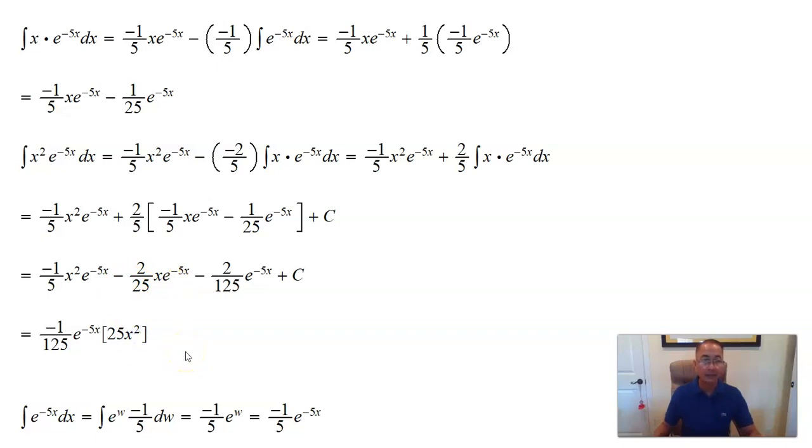Took out a 125. So out of the 25, I owe 5. So 5 times 2 will be 10x. Check. Negative 10 over 125 is the same as minus 2 over 25. Finally, we have minus 2 over 125. We took out the minus 1 over 125, so we are left with plus 2. There you go. So that should be our antiderivative for x squared e to the minus 5x dx.